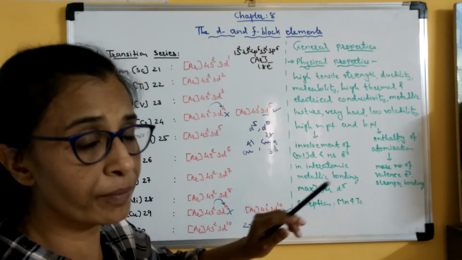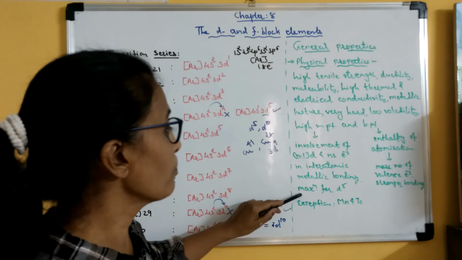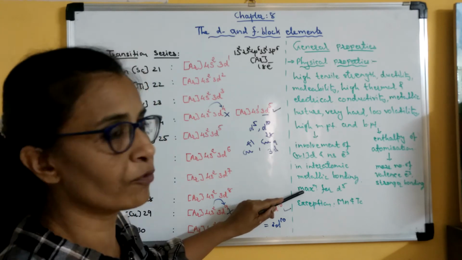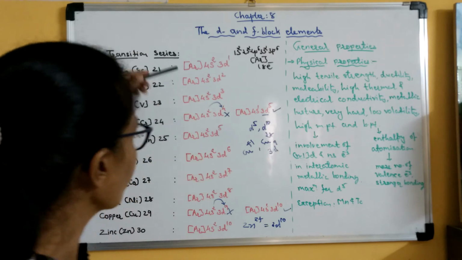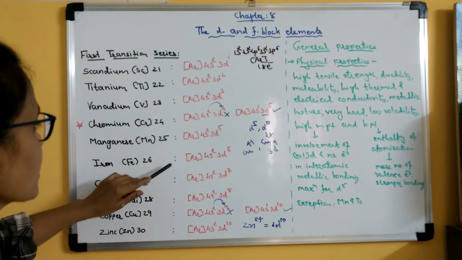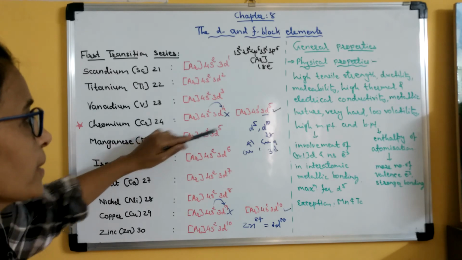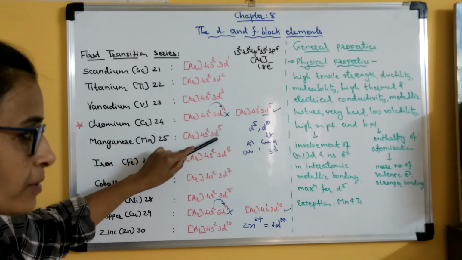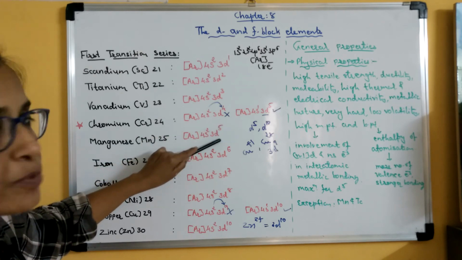Here you don't have to remember the melting point which is given in the tabular form. Clear? Important is when D5 configuration is there, then melting point is highest. So in this you can see chromium and manganese, they have D5 configuration. Clear? But so here we expect highest melting point.